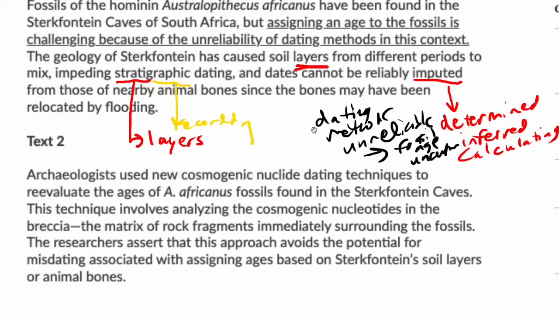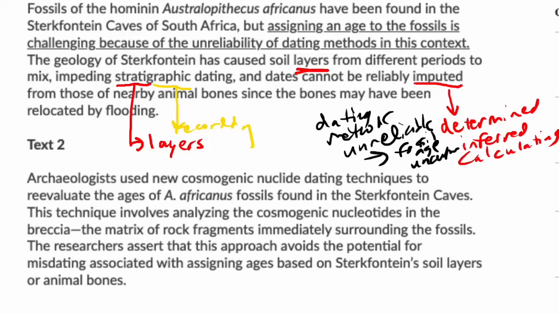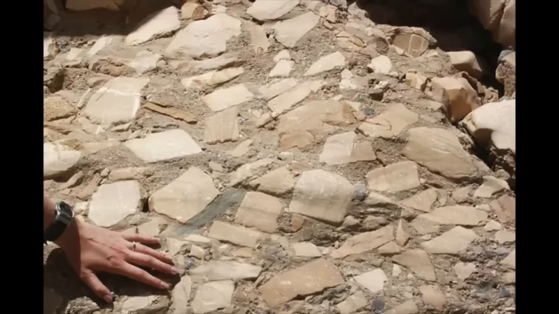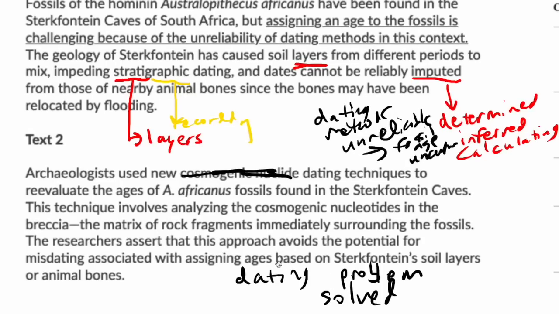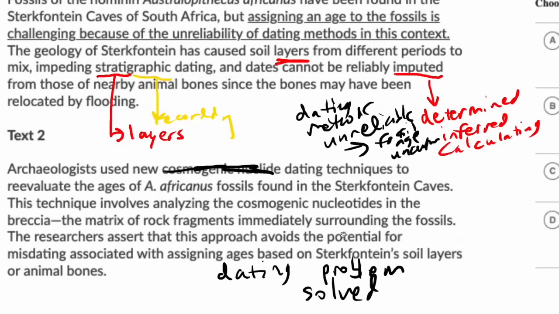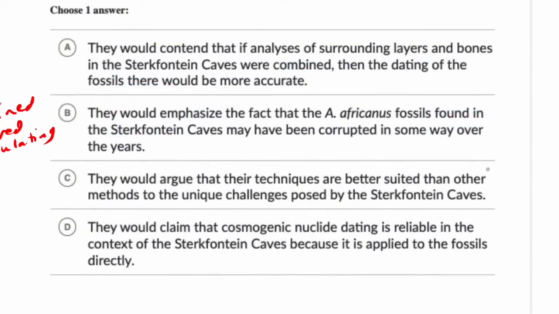So what does passage 2 say about this? So archaeologists use new, I'm just going to cross this out, new dating techniques to reevaluate the ages of fossils found in these caves. The technique involves analyzing the cosmogenic nucleotides in the breccia, the matrix of rock fragments immediately surrounding the fossils. The researchers assert that this approach avoids the potential for misdating associated with assigning ages based on the layers. Okay, dating problem solved. Dating method problem solved. Problem with the previously discussed dating method solved, or at least addressed, rectified, overcome by this new method. So we look to the answer choices and we see, well, it's going to be C.